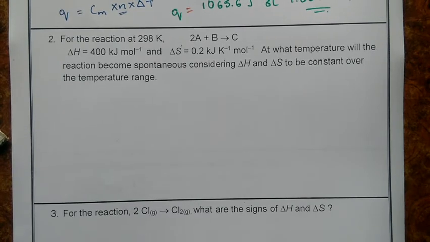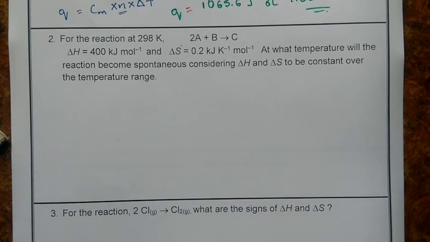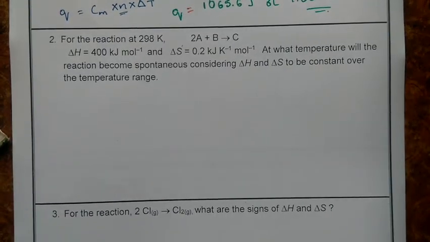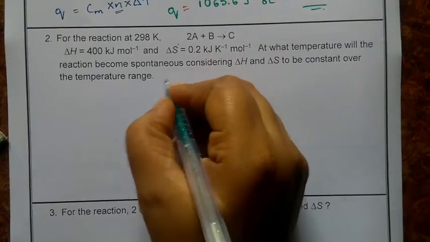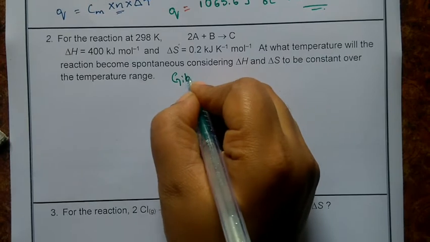So already we have a formula. The reaction equation is given, along with the delta H and delta S values. So we need to calculate the temperature. Temperature, delta H and delta S are all related together with a formula, and that is called the Gibbs-Helmholtz equation.